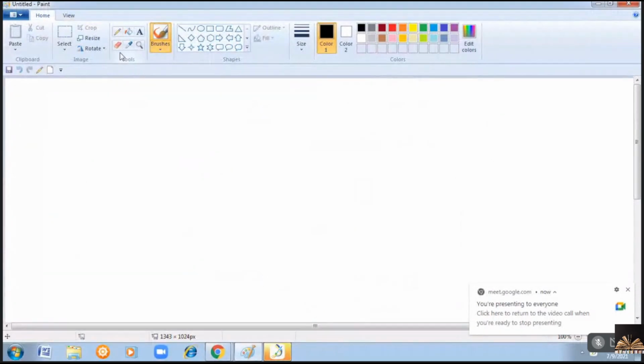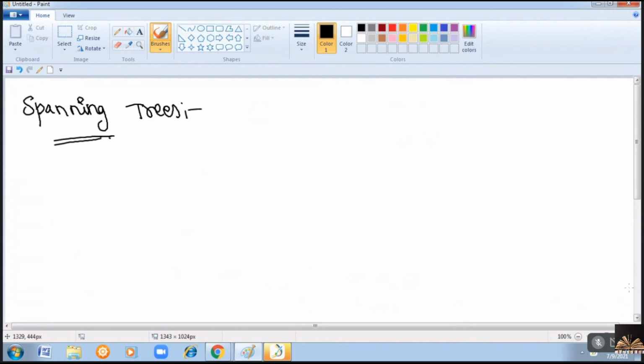Next is spanning trees. I'll just give you the definition for spanning trees and minimum spanning tree. In the next class, we'll see what graph traversal techniques are and what different methods there are to get a minimum spanning tree. So spanning tree means a graph is given.